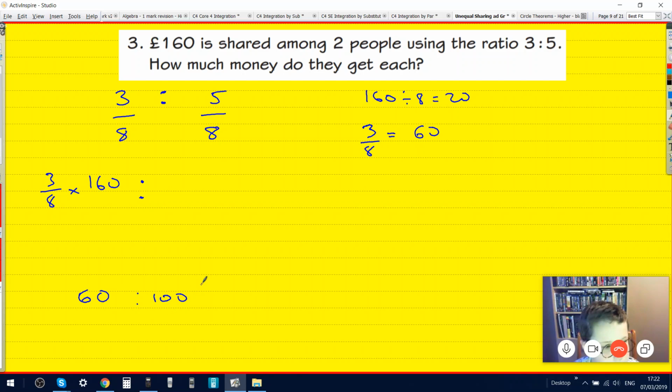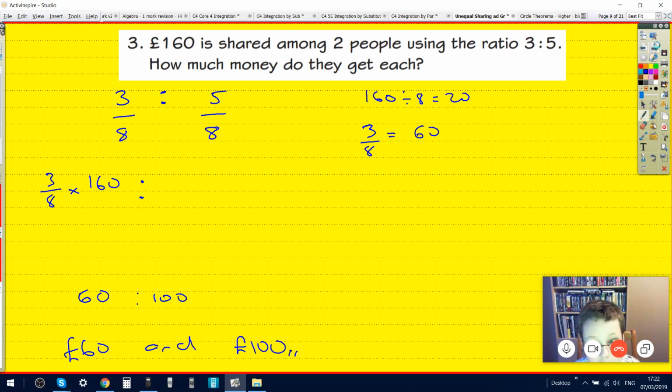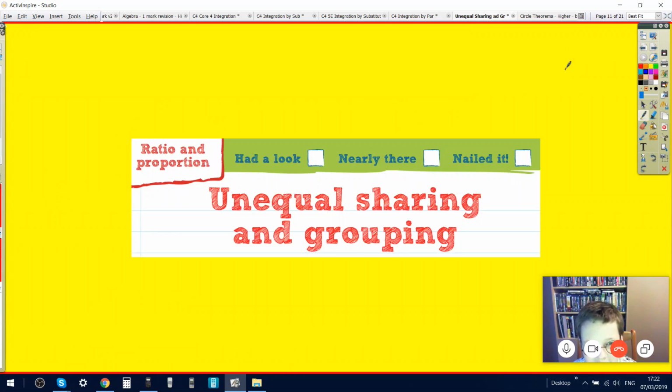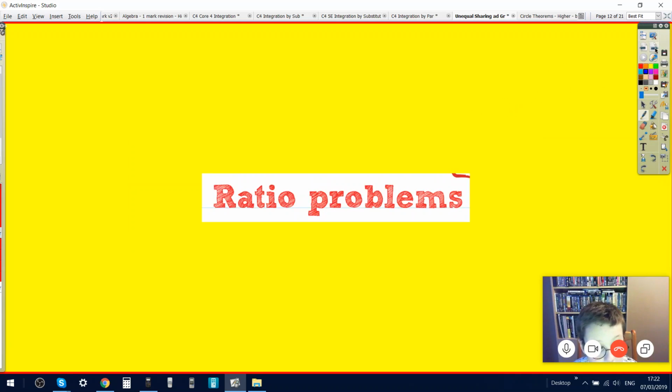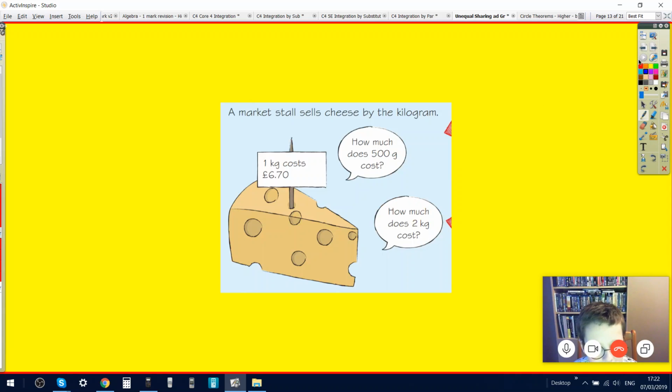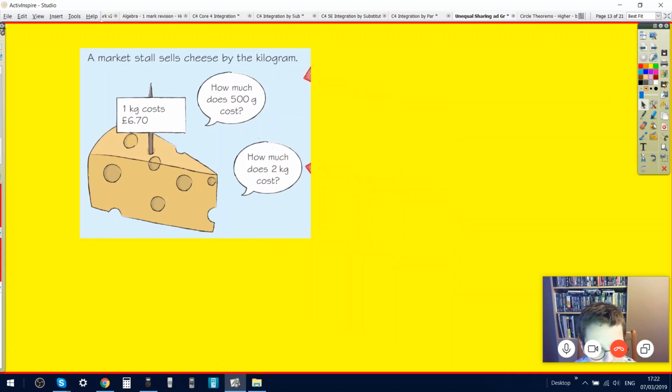And so how much money does each get? One of them gets £60 and one of them gets £100. That's it. Any questions there? No, I don't have any. Okay, I think you're good. Unequal sharing and grouping? Maybe nearly there. Okay, I think you're better at it than you think. Ratio problems.